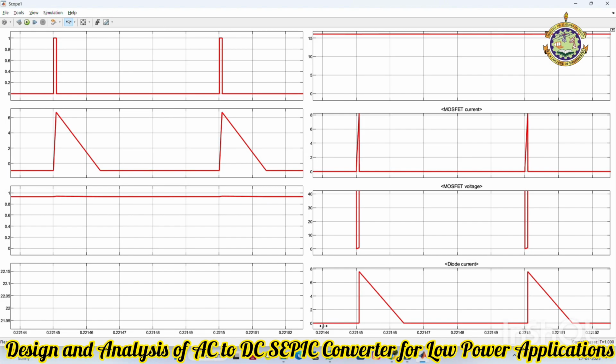Here we can observe the MOSFET gate pulse, where the on time of the MOSFET is very low due to the 4% duty cycle for buck operation. During the on time, the inductor L1 gets charged and L2 gets discharged. During the off time, the coupling capacitor C1 gets charged from the energy stored in the inductor L1, and this operation continues.